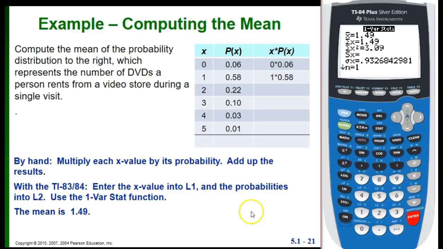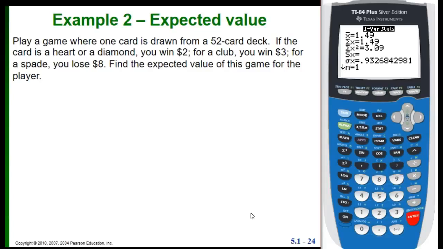Okay, so we found that the mean is 1.49. Now let's look at another example, and this one has to do with expected value. So this is an expected value for a game.